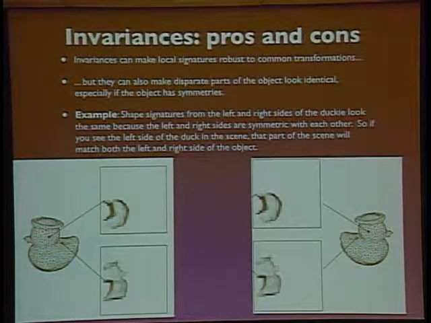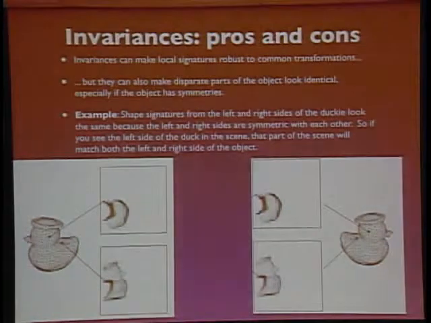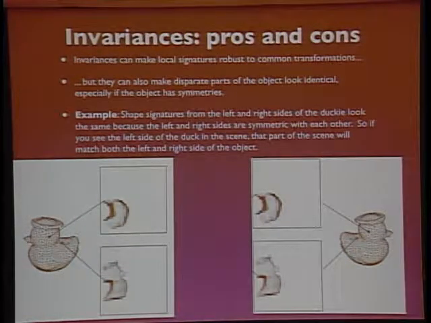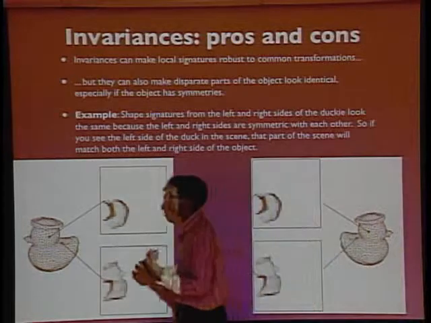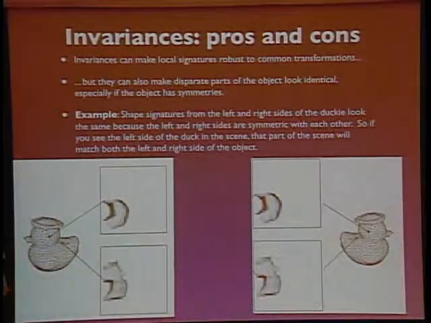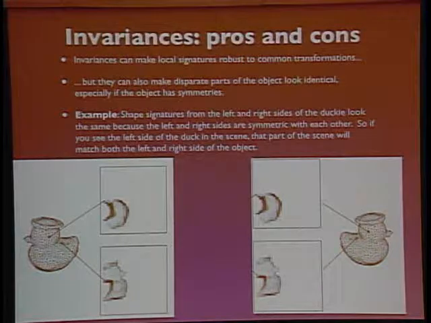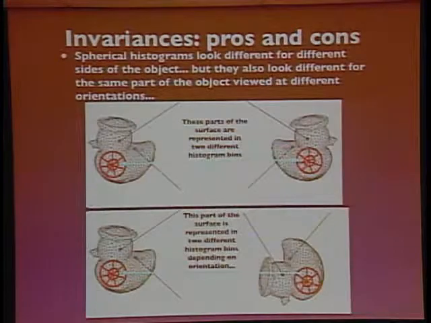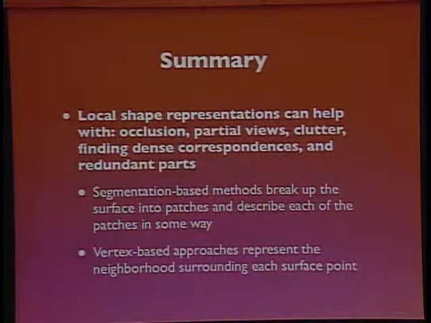We have to disentangle the fact that this left side of the face in the model seems to be a really good match to both the left and right sides of the face in the scene. And in fact, if you do that poorly, you might end up with a flipped match where all of the left side of the ducky matches all of the right side of it in the scene. So that is the pro and con of invariances in these shape signatures. And there's a similar kind of thing for spherical histograms as well.